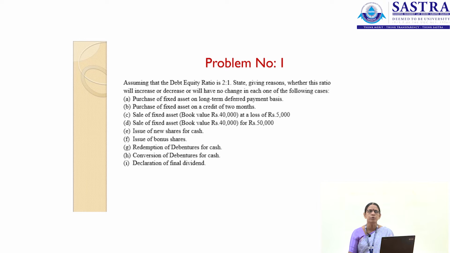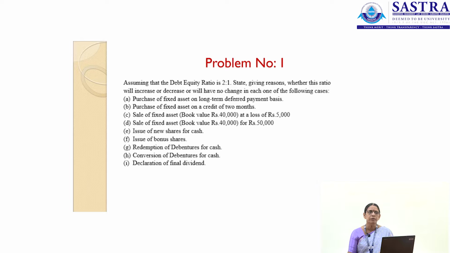We shall see some problems on ratio analysis. First problem: assuming that the debt equity ratio is 2:1, state, giving reasons, whether this ratio will increase or decrease or will have no change in each one of the following cases. First case is purchase of fixed asset on long-term deferred payment basis.